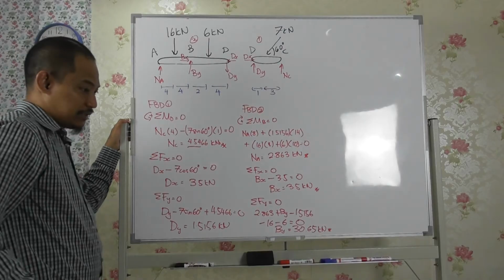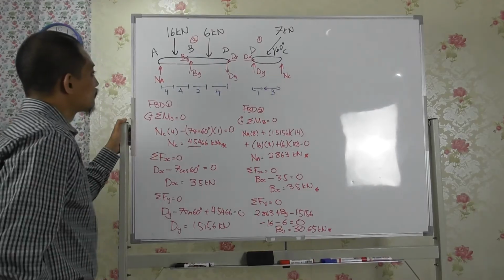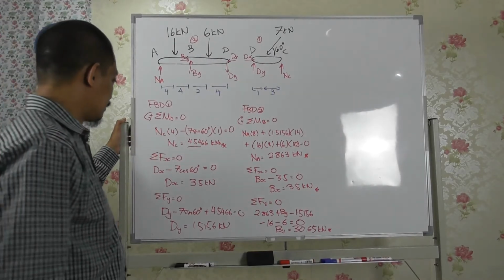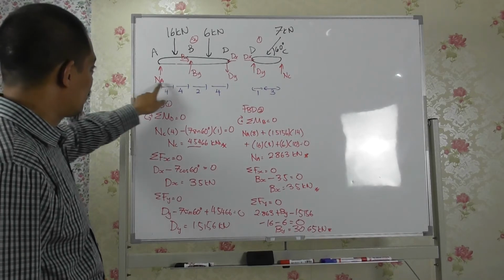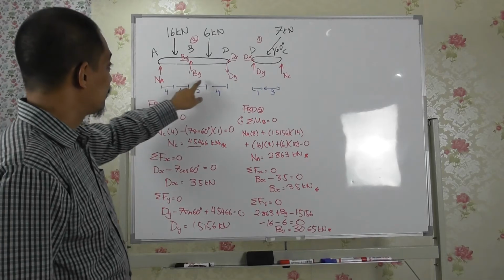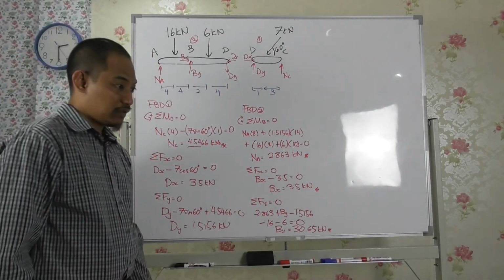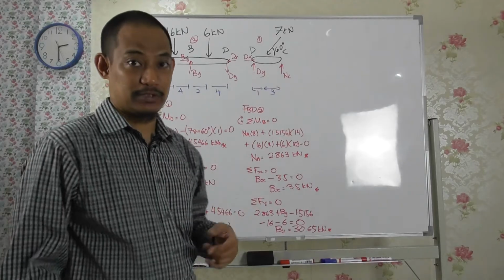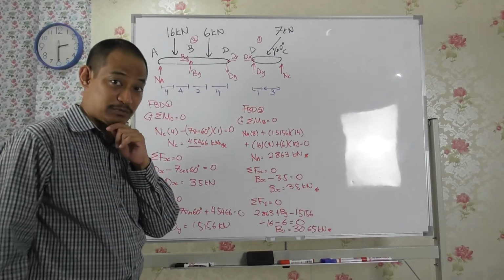Okay, so that is what you will have. So we have solved for NA, the support, BX, BY also support, and then NC also support, right? So we have finished with this question. As you can see, it's quite straightforward actually, right?